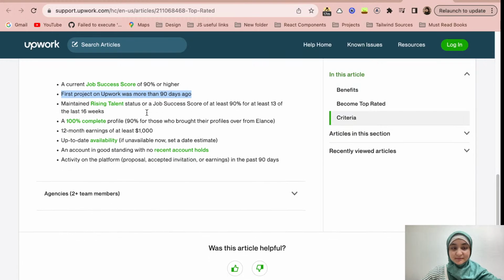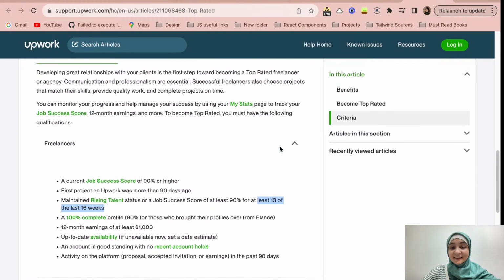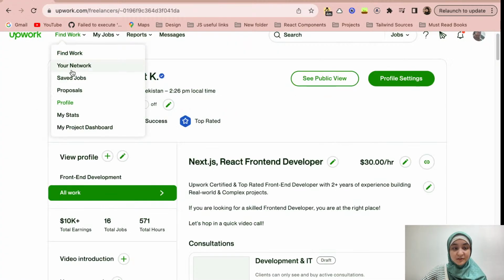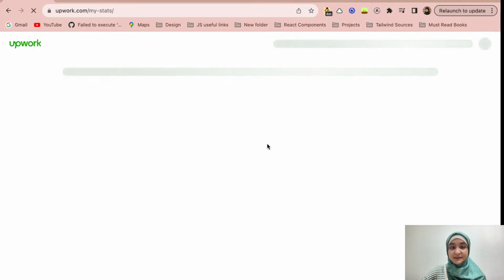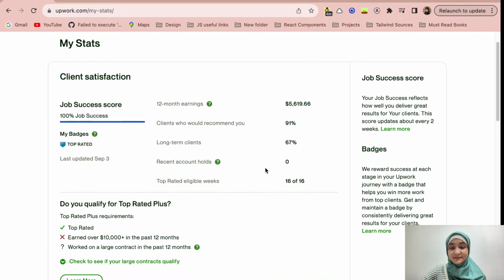And also another criteria, this applies for those who have Rising Talent. If you have a Rising Talent status and a job success score of 90% for at least 13 weeks of the last 16 weeks. What it means is that if you go to your My Stats page in your settings, you can see, let me actually show you how it looks. So Upwork tracks your progress of the last 16 months.